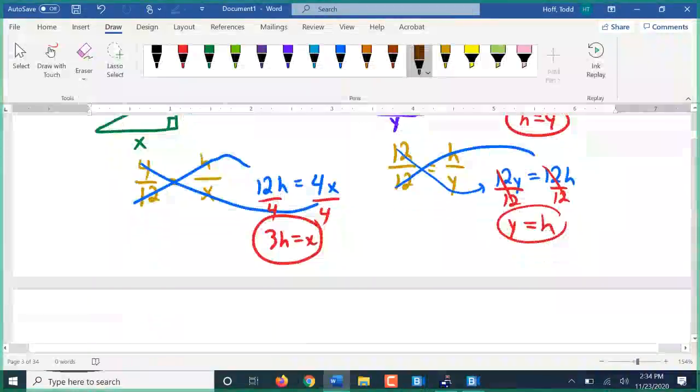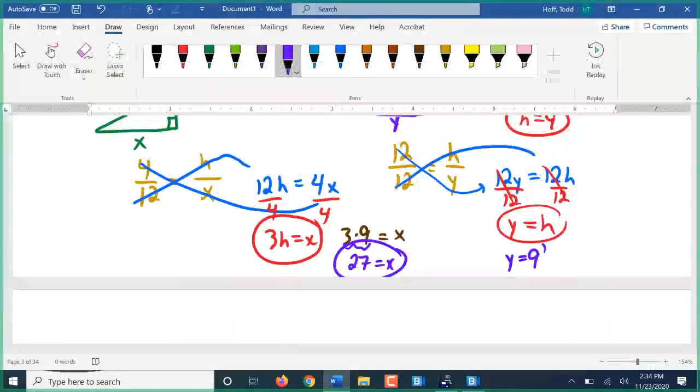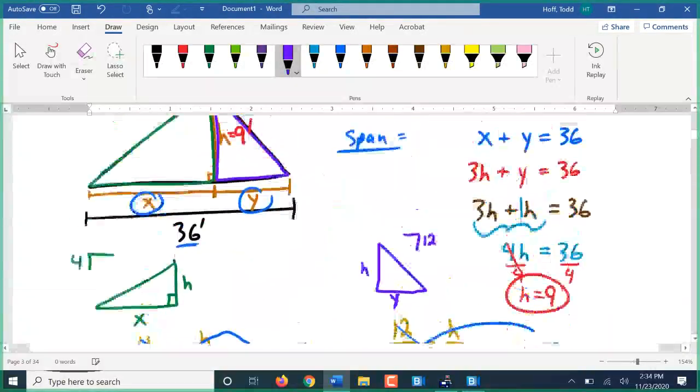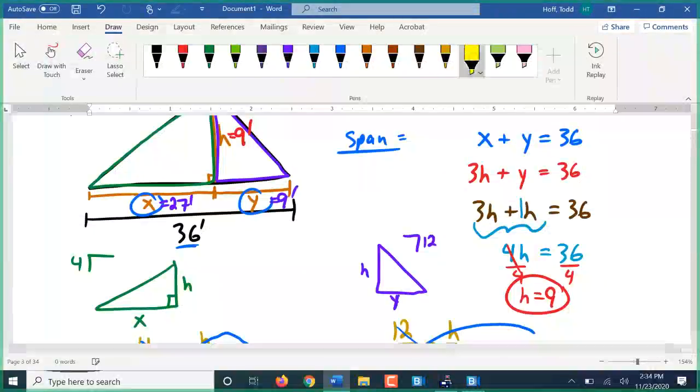X is equal to 3h. Well, 3h is now 3 times 9 equals x. 3 times 9 is 27. 27 equals x. Over here we have y equals h. Well, h is 9, so y equals 9. So up here, x is 27 feet, and y is 9 feet. And we should double check. 27 and 9 does add up to 36. So we found the run of each of those slopes in a dual slope truss.